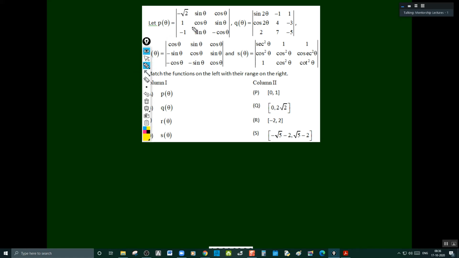P of theta is to be ultimately simplified. So let me do the first one. P of theta, you perform R3. Minus root 2 is the least value of sin theta cos theta, right? Minus of sin theta plus cos theta, range is minus root 2 to plus root 2. That's correct. So I'm performing R2 plus R3 here.